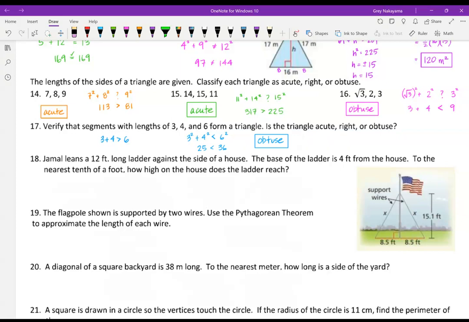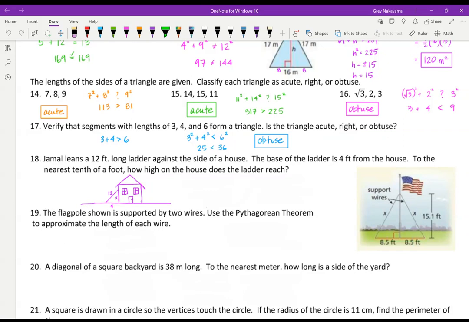All right, number 18. Jamal leans a 12-foot long ladder against the side of a house. The base of the ladder is 4 feet from the house. To the nearest tenth of a foot, how high on the house does the ladder reach? So, a lame attempt at drawing. Here's my house. Here's my ladder. My ladder is 12 feet. The base of the ladder is 4 feet from the house. And to the nearest tenth of a foot, how high up the house? So I'm looking for that length x right there. That's part of the house.